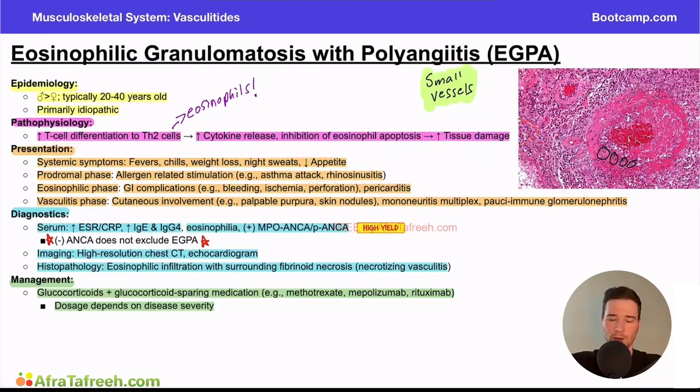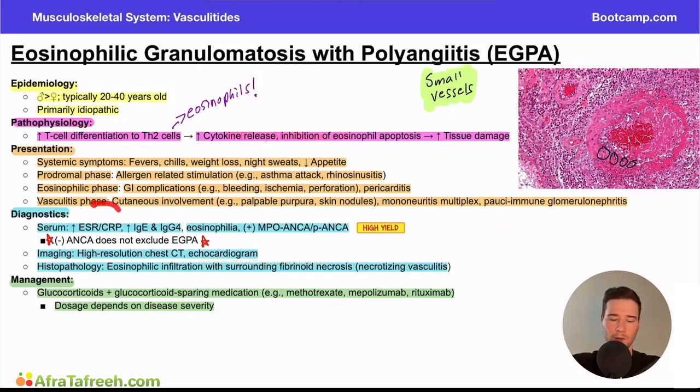Presentation here can present with a lot of nonspecific systemic symptoms, but there's oftentimes this kind of pathway of symptoms where you go from prodromal things like an allergen-related stimulation to eosinophilic things that can cause GI complications, some other organs as well, to a vasculitis phase that can actually show up as the cutaneous involvement, in addition to some renal involvement and neuropathies as well.